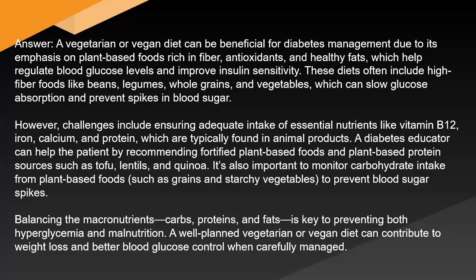The diabetes educator can help the patient by recommending fortified plant-based foods and plant-based protein sources such as tofu, lentils, and quinoa. It's also important to monitor carbohydrate intake from plant-based foods such as grains and starchy vegetables to prevent blood sugar spikes. Balancing the macronutrients, carbs, proteins, and fats, is key to preventing both hypoglycemia and malnutrition. A well-planned vegetarian or vegan diet can contribute to weight loss and better blood glucose control when carefully managed.